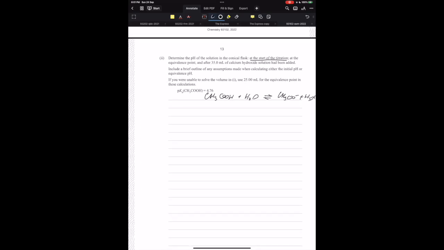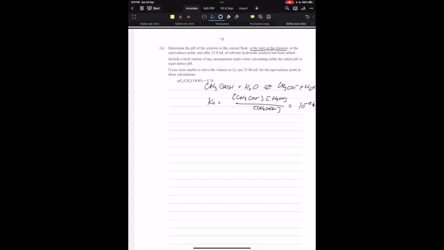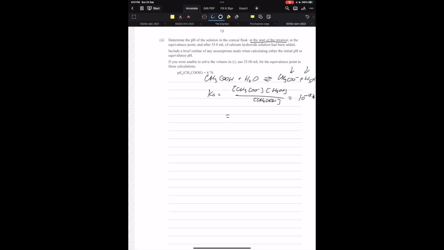And of course, you know the Ka is given by CH3COO minus times H3O plus over CH3COOH. This formula should be very familiar to you by now, hopefully. And that is equal to 10 to the negative 4.76. That should also be another formula very familiar to you. Because CH3COO minus and H3O plus are formed in 1-to-1 ratios, you can say that the concentrations of ethanoate and hydronium are the same. So then you just get H3O plus squared divided by CH3COOH equals 10 to the negative 4.76.